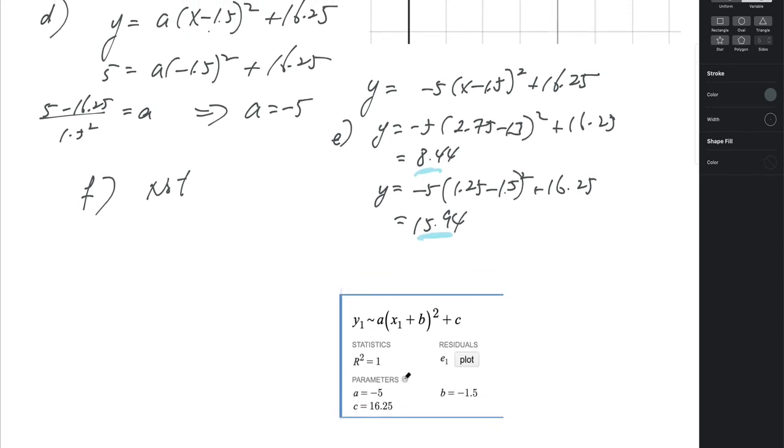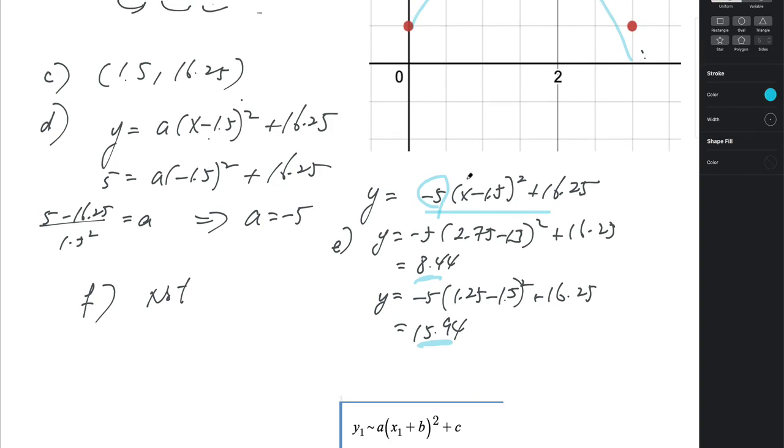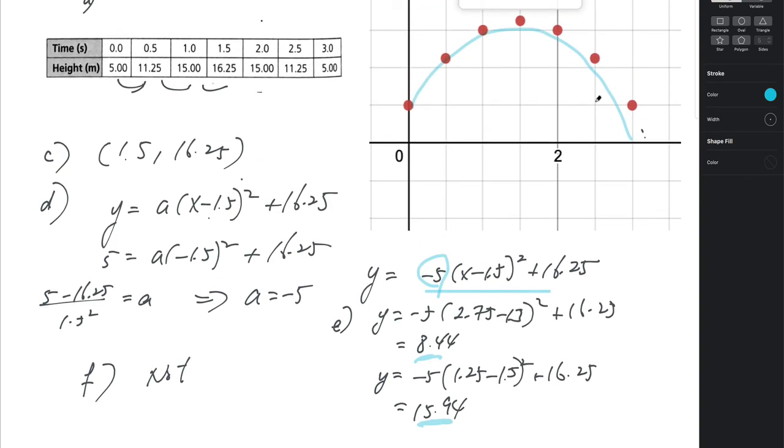Here it is. It's telling you a should be -5, which I have as -5. Right, it's actually perfectly accurate, right? My answer is perfectly accurate. Right, that means the data points here are perfectly fitting on a parabola.